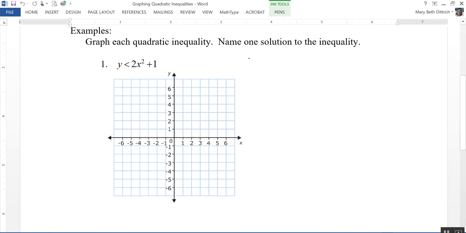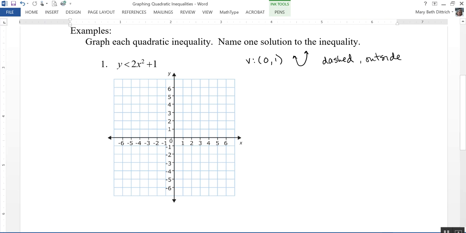Well, looking at that, I can tell that my vertex is going to be the point (0, 1). I also know that it's going to open upward. Okay, and I know that since this is a less than, it's going to be dashed. And where is y going to be less than that? I'm probably going to be shading on the outside of the parabola, but I'll test a point just to make sure.